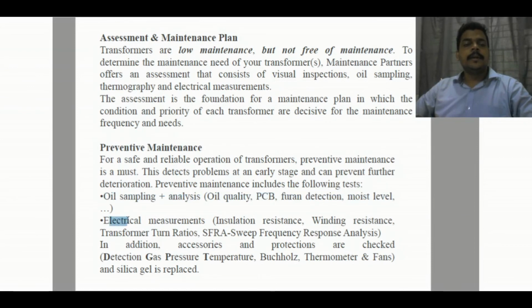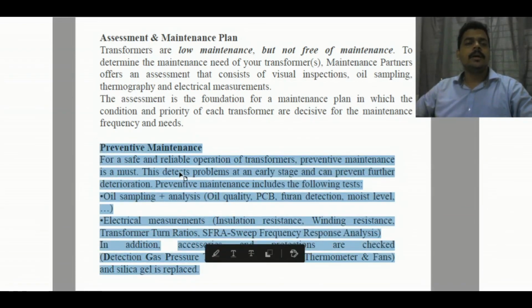The second preventive maintenance is electrical measurement: insulation resistance, winding resistance, transformer turns ratio, and SFRA, that is sweep frequency response analysis. In addition, all accessories and protections are checked, that is gas detection, pressure, temperature, Buchholz relay, thermometer and fans, and silica gel is replaced. This is the maintenance which we do as preventive maintenance for the transformer.